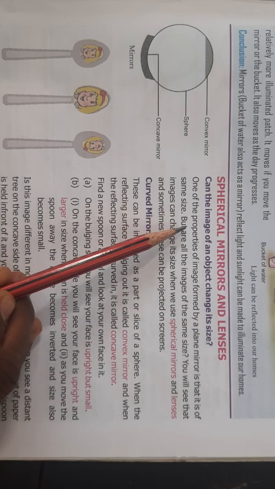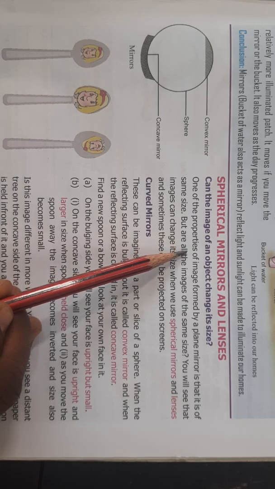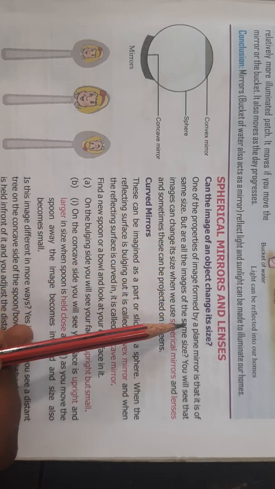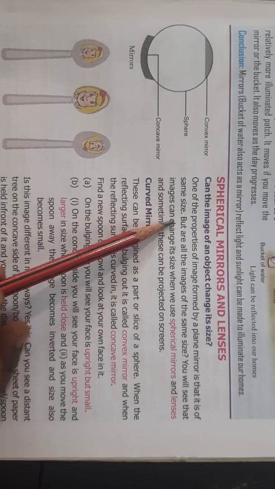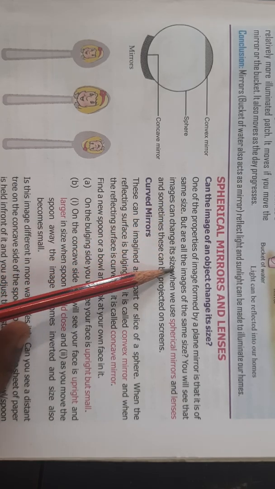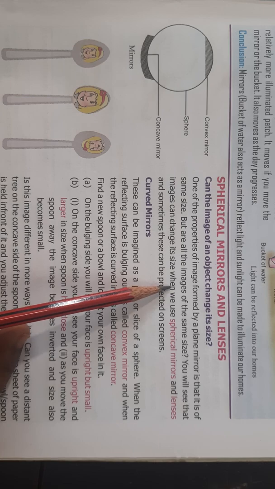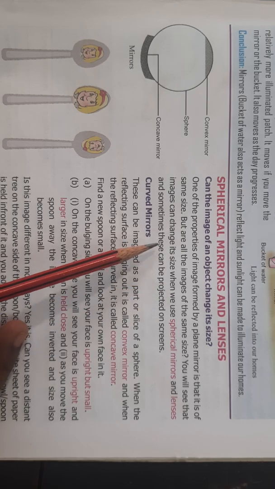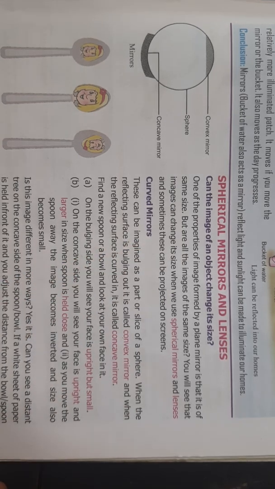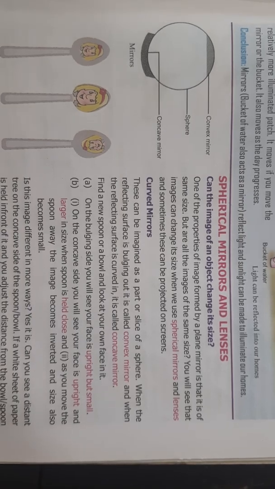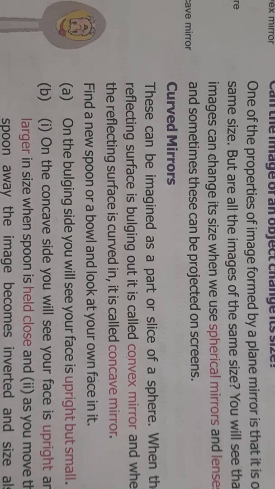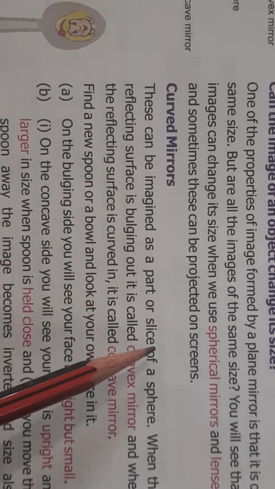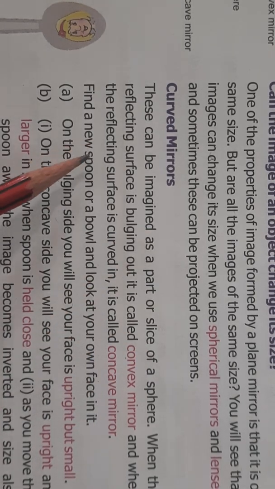Yesterday, we learned that one of the properties of image formed by a plane mirror is that it is of the same size. But are all the images of same size? No. You will see that images can change its size when we use spherical mirrors and lenses, and sometimes they can even be projected on the screen. So we'll start with curved mirrors.